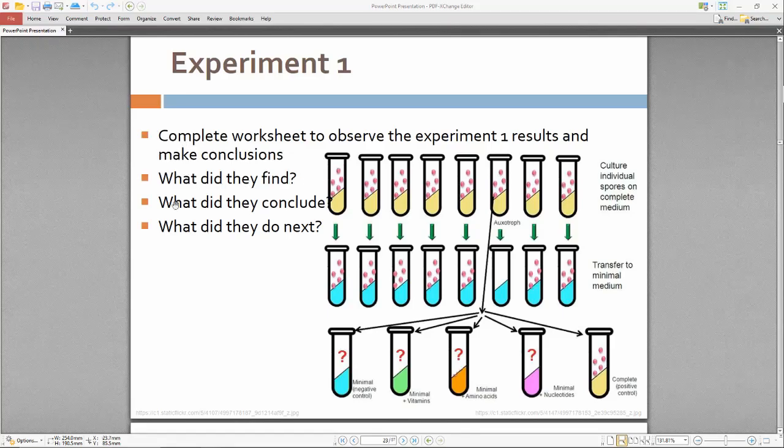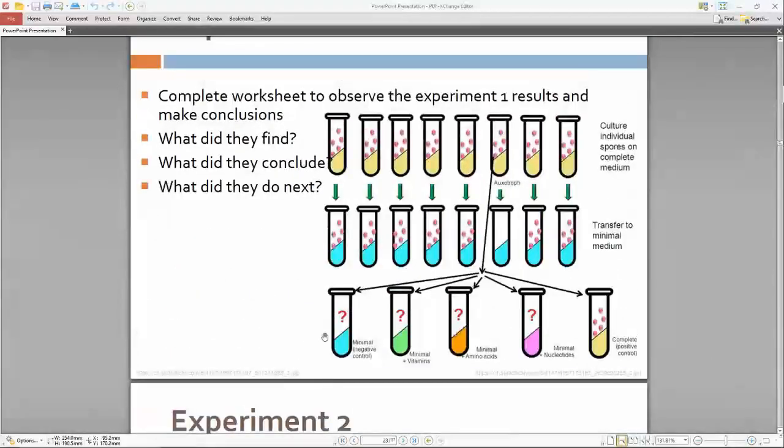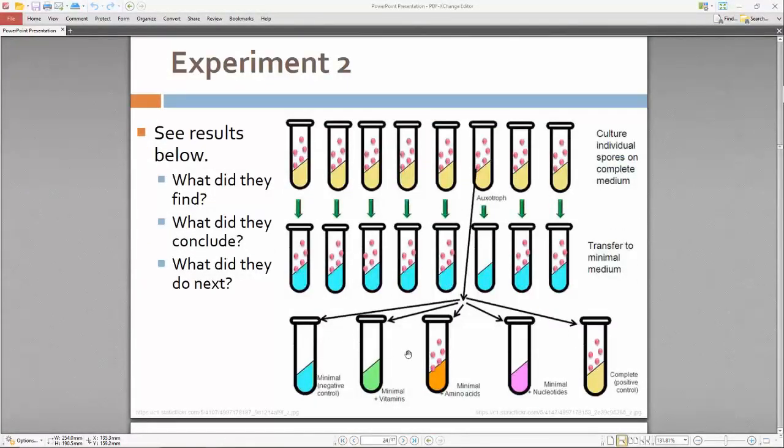Complete the worksheet. Oh, let's see. So you can't really answer this side, so we're gonna move to this side here. So what did they find? This is what they found. They found that this mutated mold that couldn't grow in minimal media, but could grow in complete media, could grow in minimal media plus amino acids. So what does that mean? That means that this mold, whose genes are mutated, there's a pathway that worked before but could no longer work that created a specific amino acid.